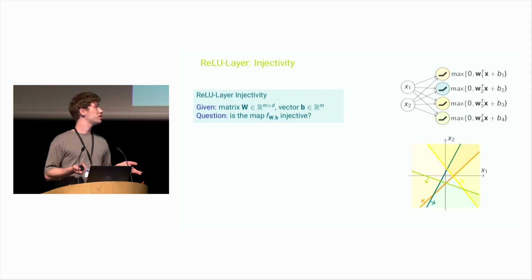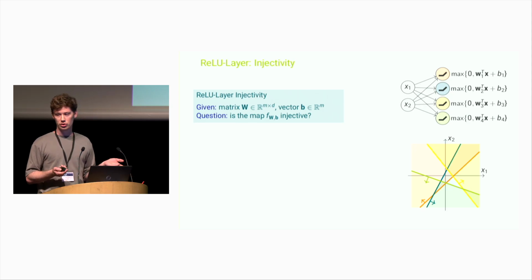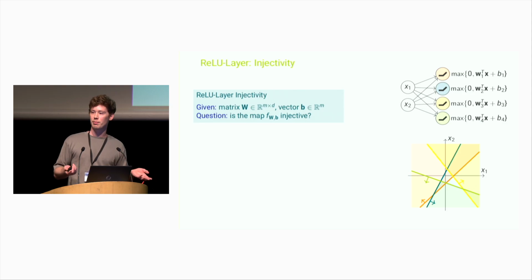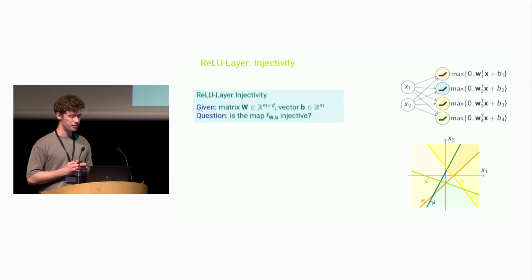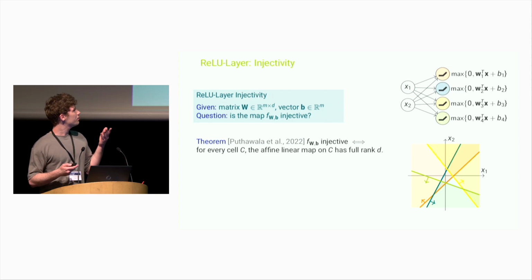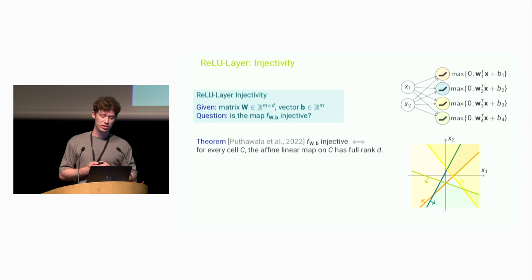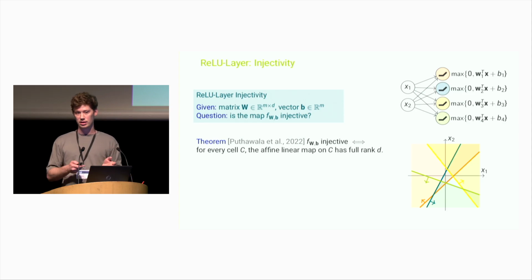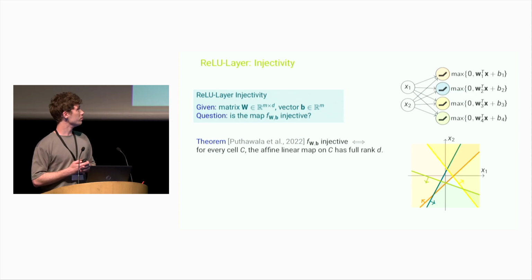And now we want to study injectivity for the function computed by such a ReLU layer. So formally, we are given the weight matrix and we are given the bias vector. How can we decide if the corresponding function is injective? And there's a characterization from Puthawala et al. saying that the map is injective if and only if on every cell in this polyhedral subdivision, the affine linear map on this cell does have full rank d, where d is the input dimension.